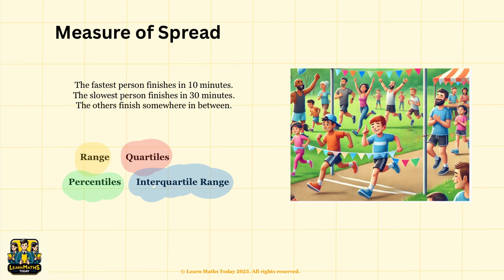This is where measures of spread help us. They tell us how dispersed or how clustered data is around the center. The main tools we use today are range, quartiles, interquartile range, and percentiles, each giving us a different way to look at data distribution.